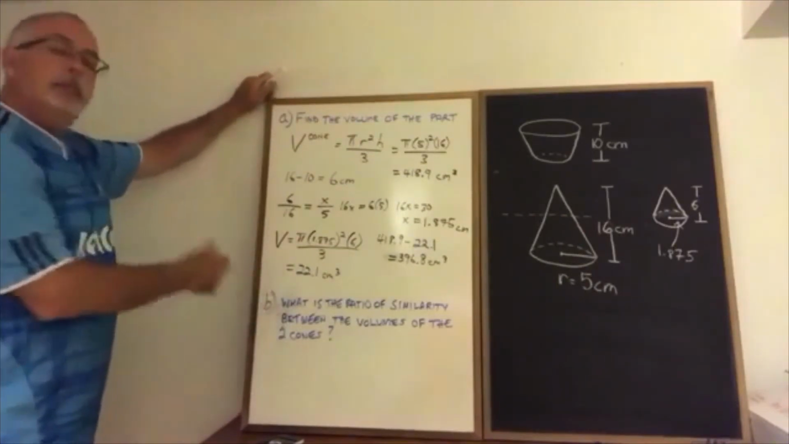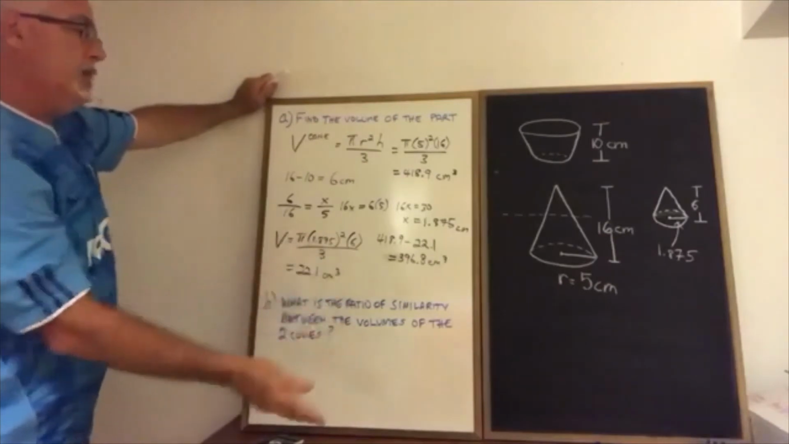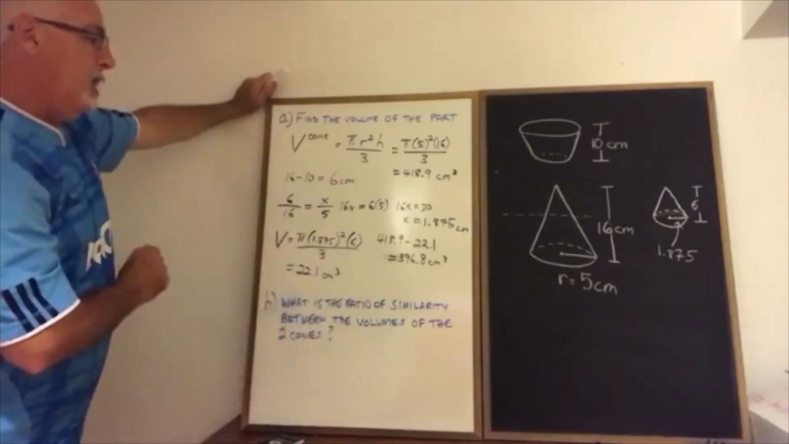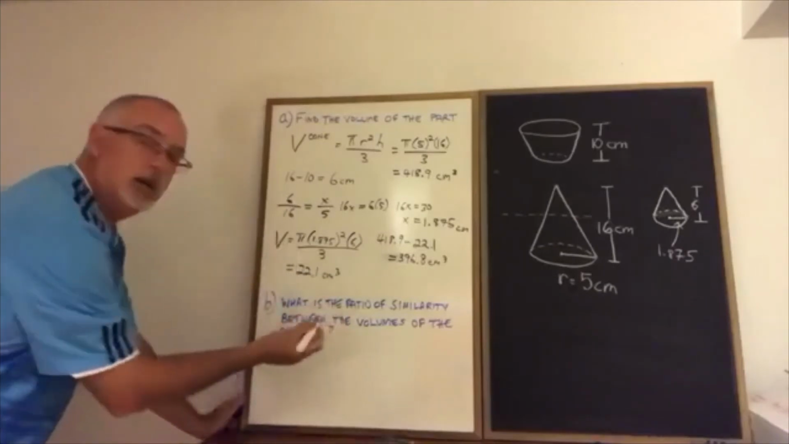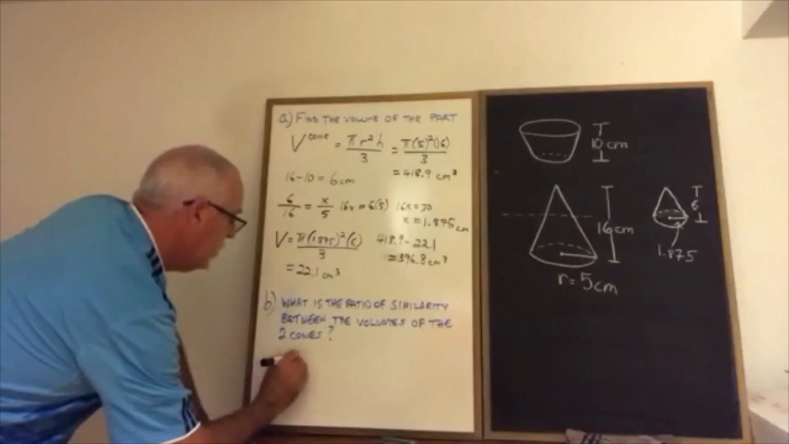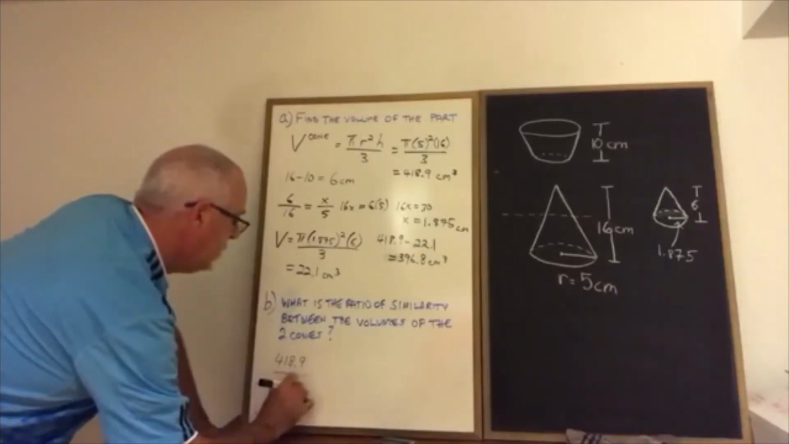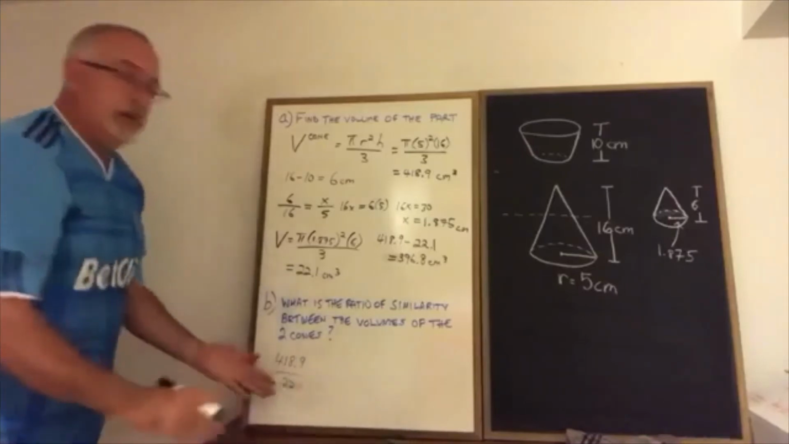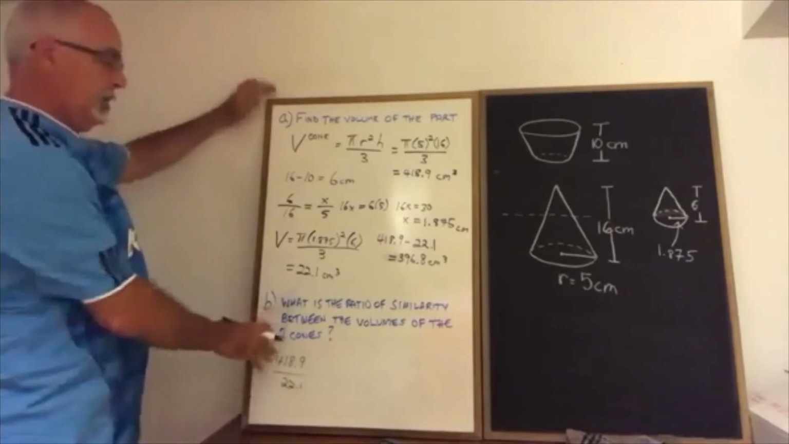Part B can be answered two different ways. What is the ratio of similarity between the volumes of the two cones? One is simply to take the volume of, I'll put the larger one on the top. The larger one is 418.9 and the smaller one is 22.1. That gives me a ratio of similarity. It's not simplified, but it is giving me a ratio of similarity between the two.